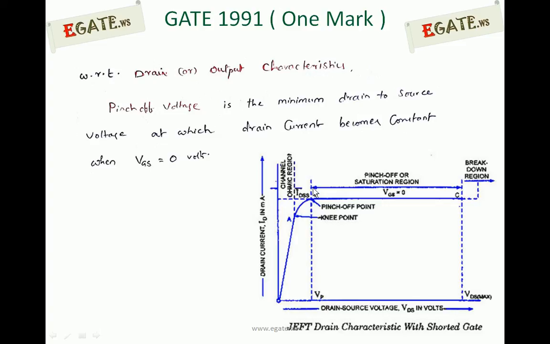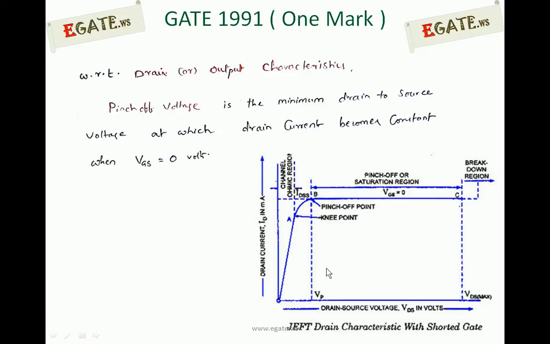Whenever VGS is equal to 0, that is nothing but gate and source are shorted. So that is nothing but JFET drain characteristics with shorted gate. Then you will get the characteristics in this way. As VDS increases, initially the drain current increases linearly. For larger values of VDS, drain current saturates at point B, and after that, even if you increase VDS, it will be constant, it won't increase any more. At very large VDS, it may break down.